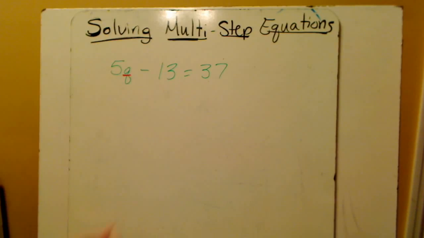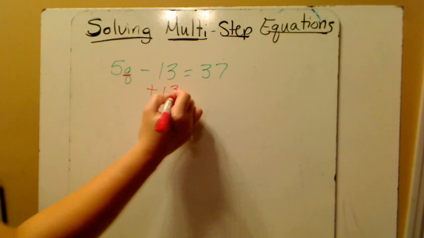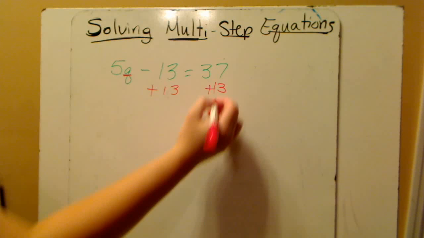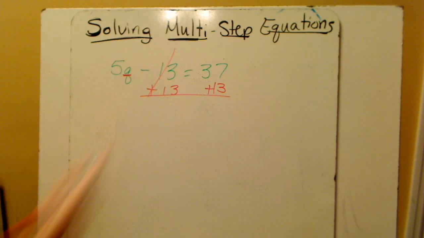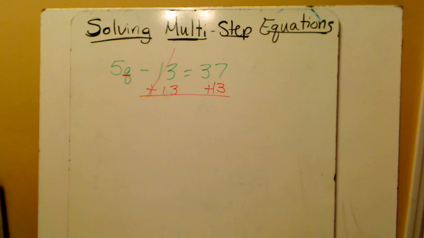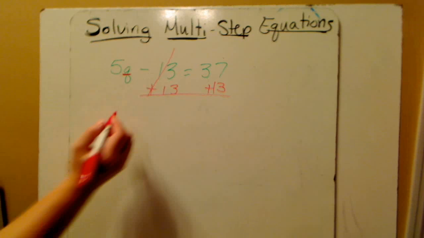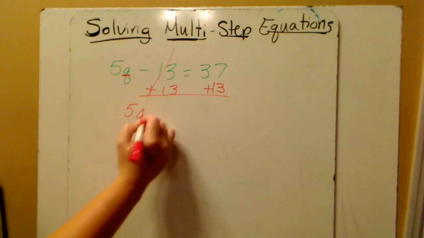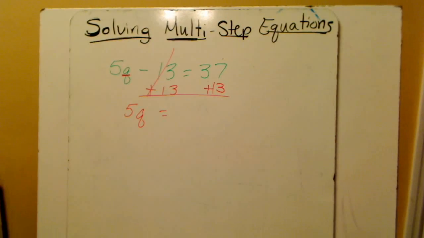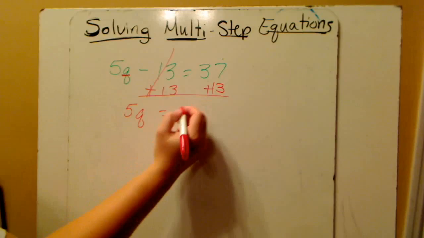So in order to do that, I'm going to add 13. The negative 13 and the positive 13 cancel out, and you're left with 5q equals 50.